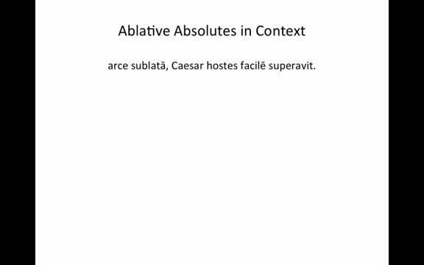So here's a sentence: Arche sublata, Caesar, hostes facile superavit. First of all, you'll notice that arche sublata is separated from the rest of the sentence with a comma. It's our ablative absolute. And it consists of two parts: arche, which is our noun in the ablative. Here it's arx, arcus, feminine, citadel. And a participle in the ablative.